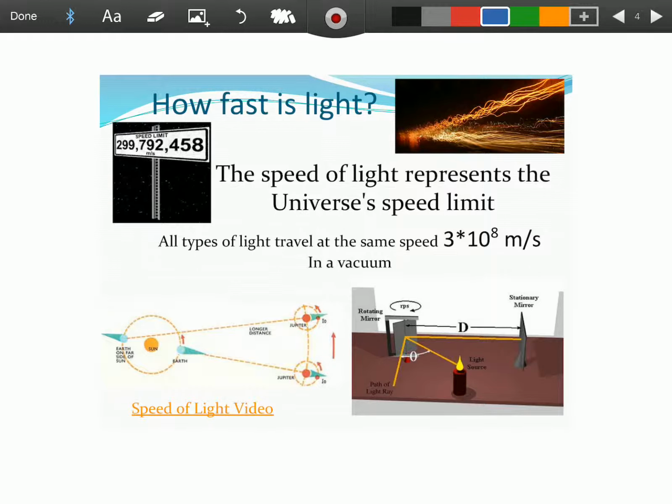So how fast is light then? It's 299,792,458 meters per second, or we round that to a nice 3 times 10 to the 8th meters per second. That's the universe's speed limit. Nothing can travel faster than light.